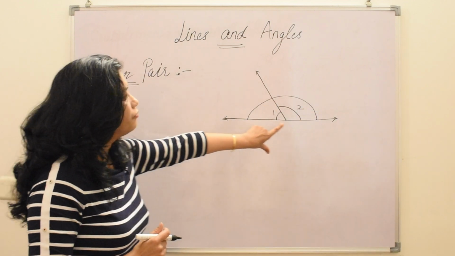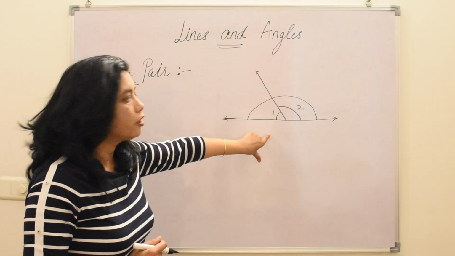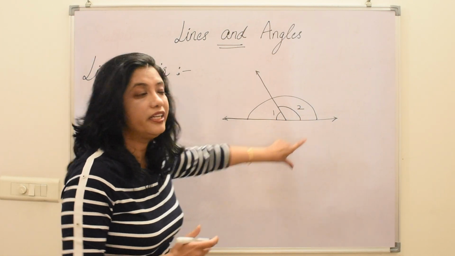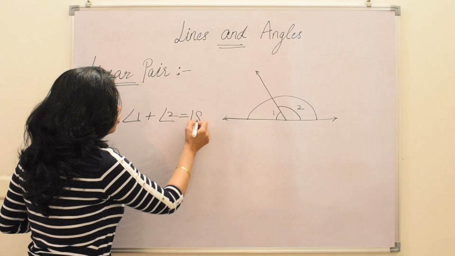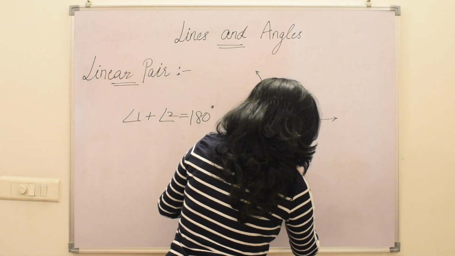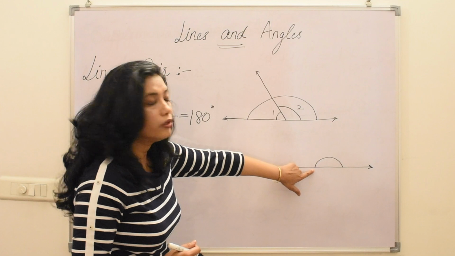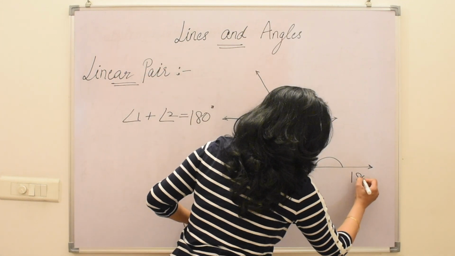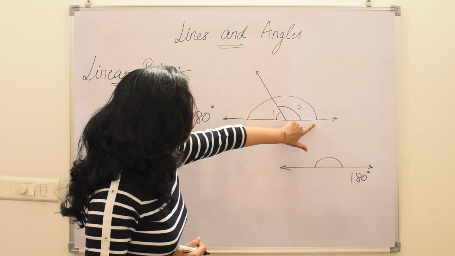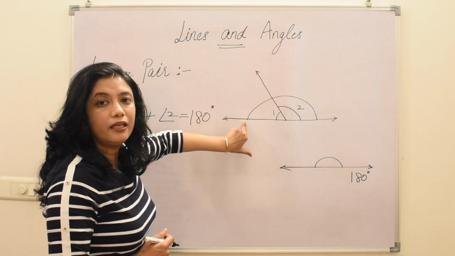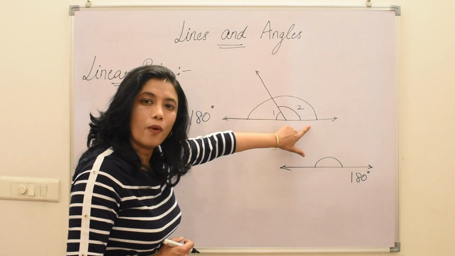Now, the sum total of both these angles in a linear pair, the sum of the measure of both the angles, is equal to 180 degrees. Means angle 1 plus angle 2 will always be equal to 180 degrees. You know straight angle? Straight angle is like this. An angle on a line is equal to 180 degrees. This is also a straight line. So the angle formed on the line will be 180 degrees. But because here there are two angles, the sum of the two angles will be 180 degrees.